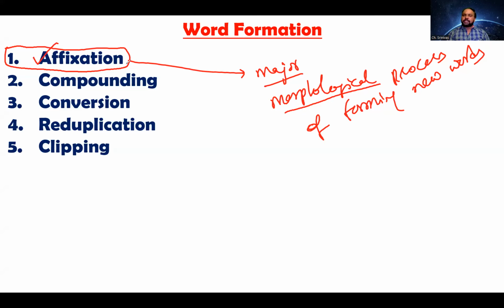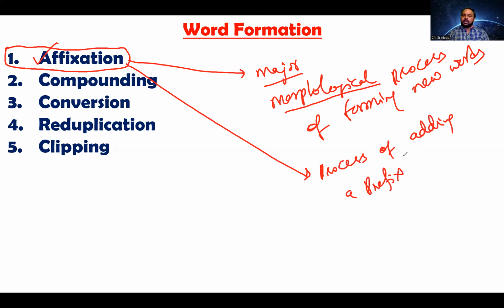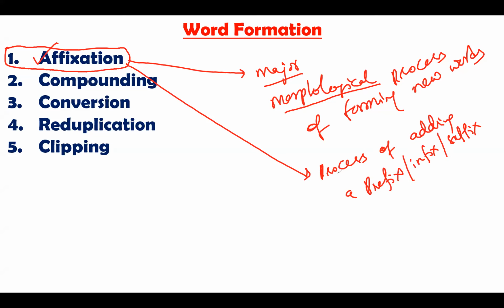So affixation is a process of adding a prefix or an infix or a suffix. Okay, we know that there are three kinds of affixation. Affixation is done by adding three elements. One is prefix, second one is infix, and third one is the suffix. We all know the concept of prefixation.